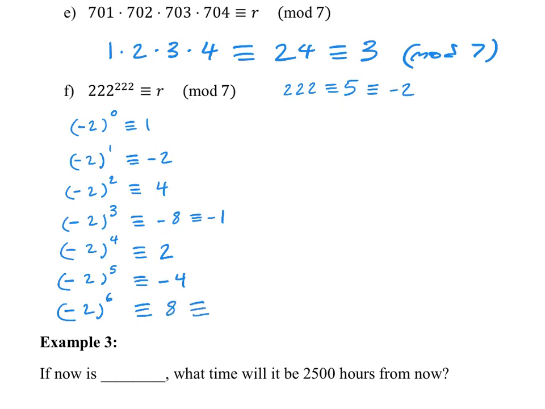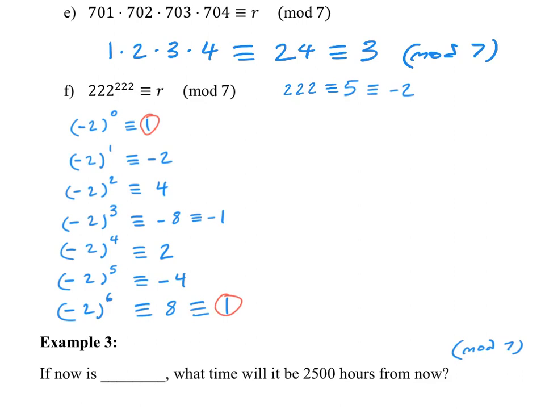Or in mod 7, let's just remember that we're working in mod 7, so I'm going to put a little mod 7 at the end of my problem over here. That would reduce to 1. And notice that we found a pattern. We've got a 1 and then another 1 that appeared.